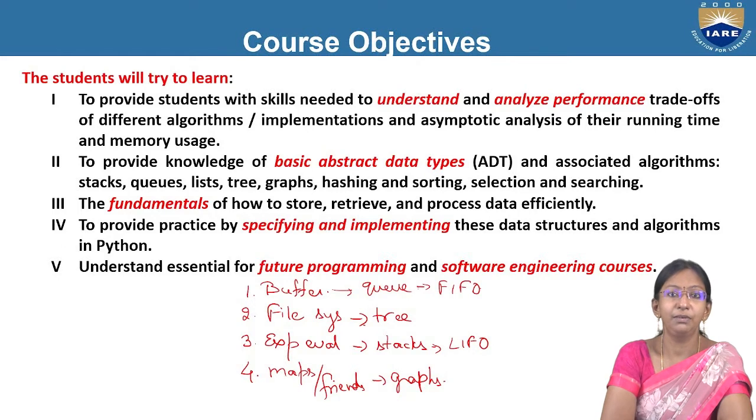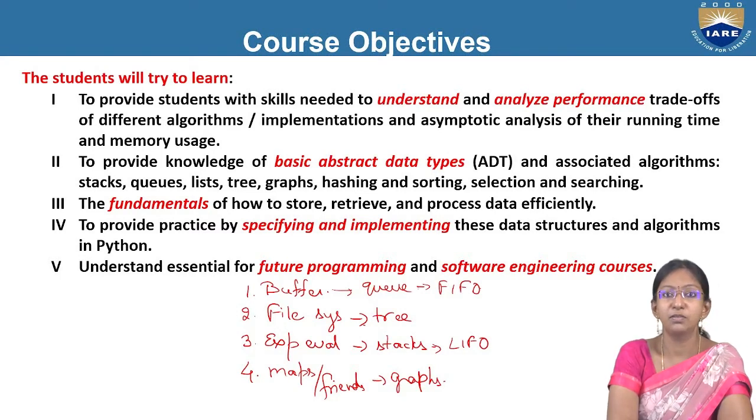To implement a file system, you cannot expect a linear data structure like a stack or queue to be used, right? And for expression evaluation, you cannot expect a graph to perform that, right? So each and every data structure, whether linear or non-linear, is designed for a specific reason and used for the same. So you'll be able to understand the fundamentals of working with them.